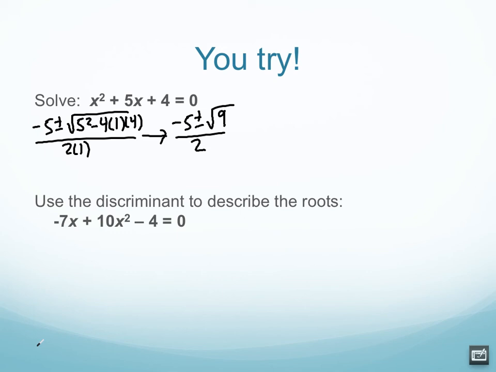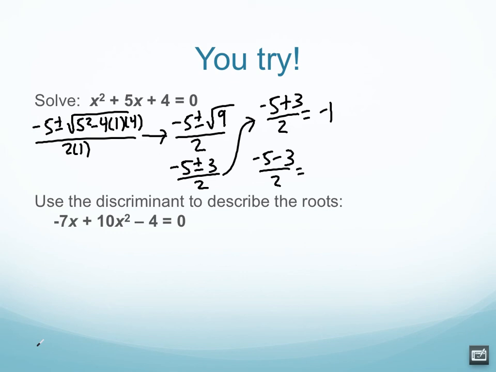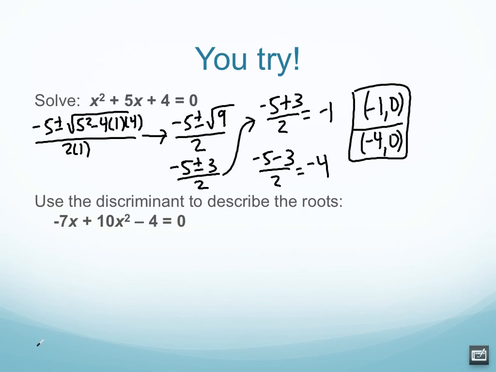Do not leave your answer like this. The square root of 9 we already know is 3. Don't leave it like this. You can still simplify. This becomes negative 5 plus 3 over 2 and negative 5 minus 3 over 2. Negative 5 plus 3 is negative 2. Divided by 2 is negative 1. This becomes negative 8 over 2, which is negative 4. So your two solutions are negative 1 comma 0, negative 4 comma 0. And this polynomial was factorable, so we could have factored.